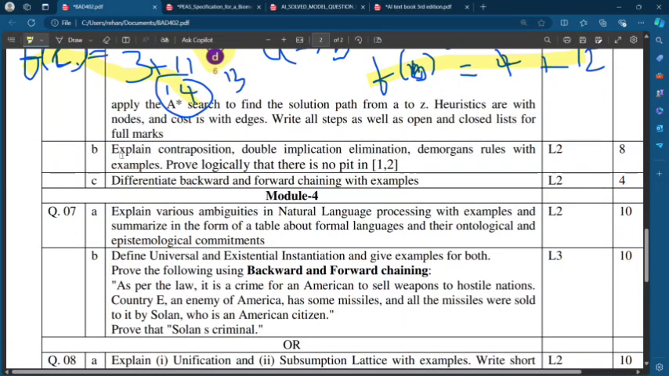Now what they have asked: explain contrapositive, double implication elimination, De Morgan's rule with example. Prove logically that there is no pit in 1 comma 2.